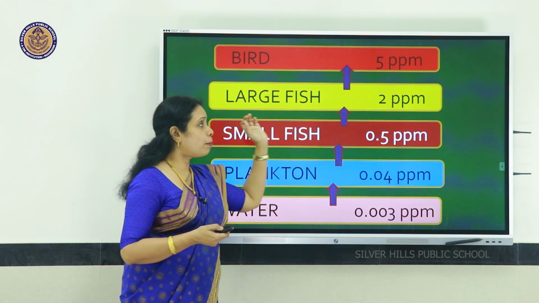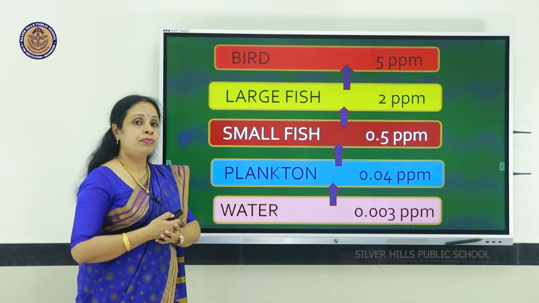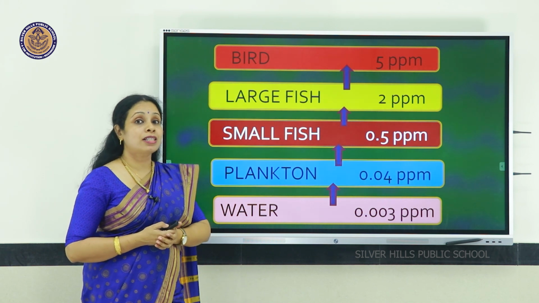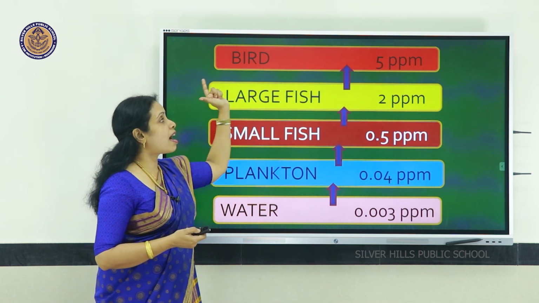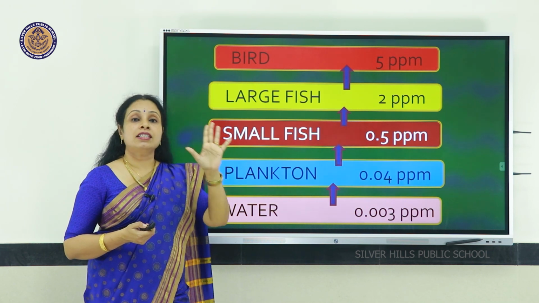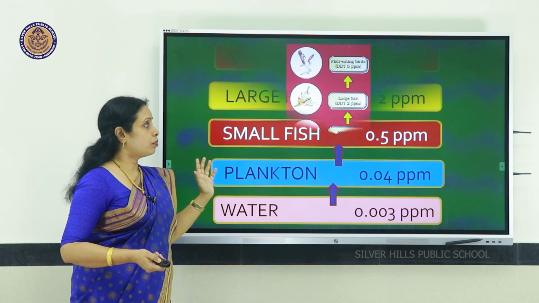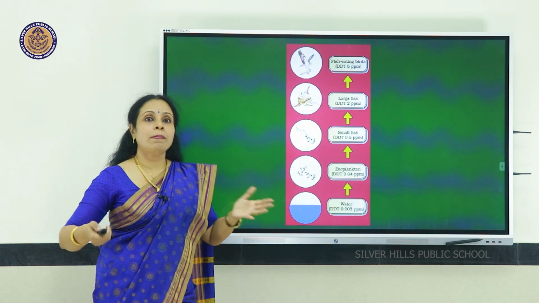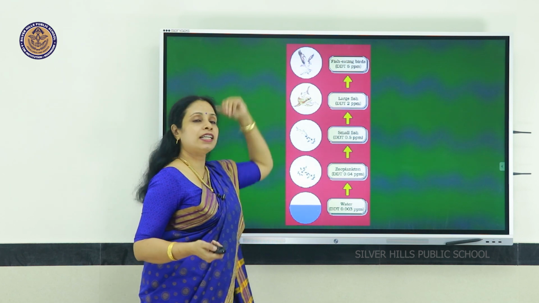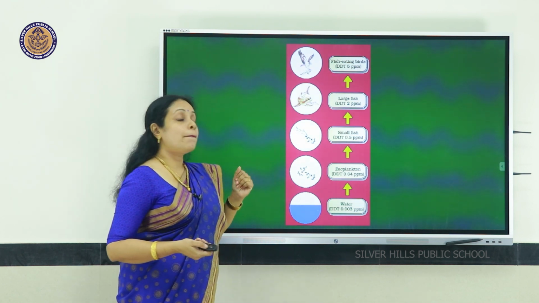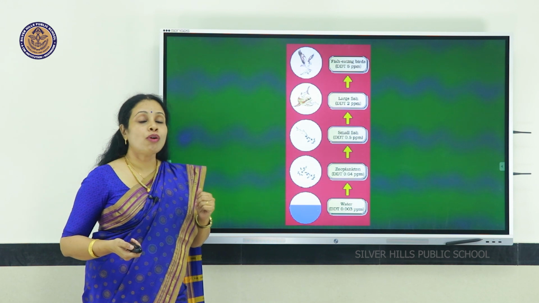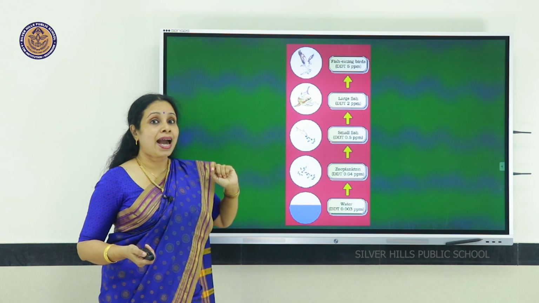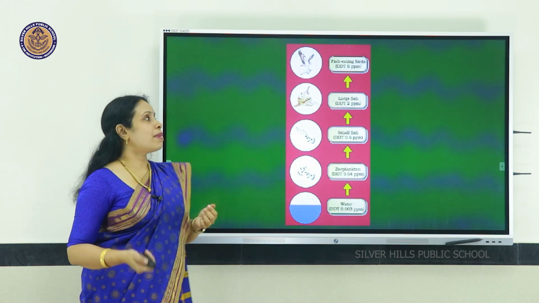Small fish had 0.5 parts per million. It is increasing in large fish. They have it in 2 parts per million. And birds have it as still more increased, 5 parts per million. So if you observe the food chain, the level of the toxic non-biodegradable material is keeping on increasing. That is called biological magnification or food chain concentration. And generally the top carnivore is man. So human beings are maximum affected.